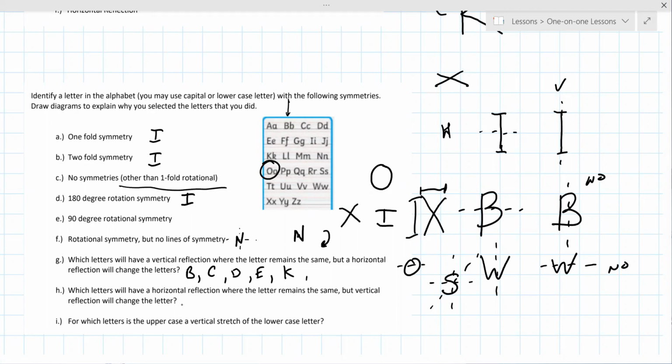But now we can look at some of the ones where a horizontal reflection leaves the letter the same, but the vertical will change it. So this is where the left half and the right half look the same. So A is good.